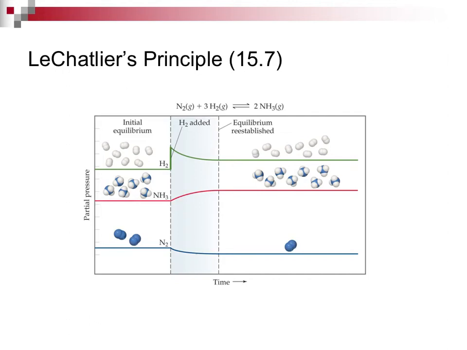Now, the last few sections have been very mathematical, but Le Chatelier's principle describes conceptually what happens. We come again back to our hydrogen plus nitrogen to make ammonia, and first direct your eyes at the part called initial equilibrium. We are measuring how much is there by partial pressure. You see green corresponds to H2, red corresponds to NH3, and blue corresponds to nitrogen.